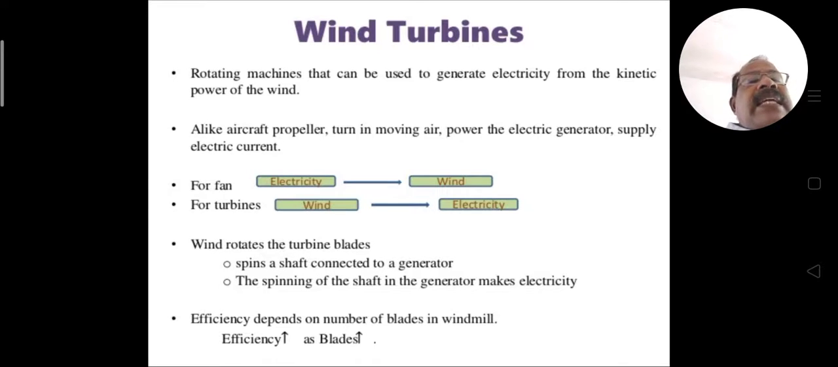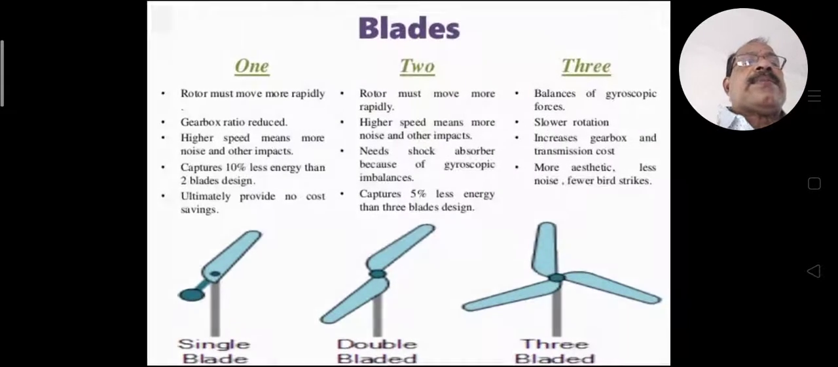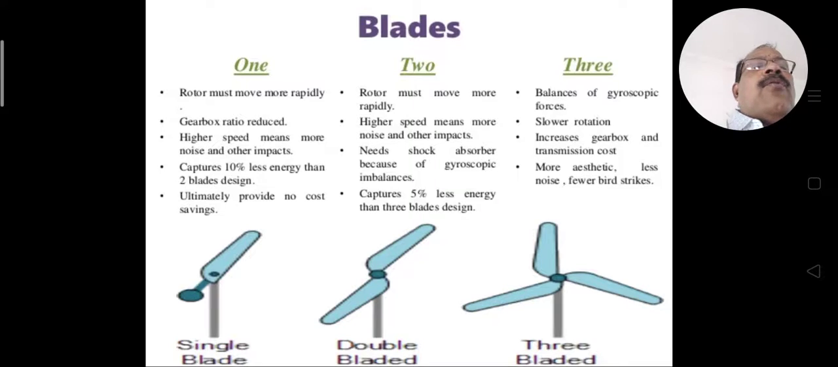Electricity increases with the number of blades in the windmill. A windmill is nothing but a wind turbine. So electricity depends on the number of blades in the windmill, and it increases as the number of blades increases. How it increases, we can discuss. Now here are one-blade turbines, two-blade turbines, and three-blade turbines.